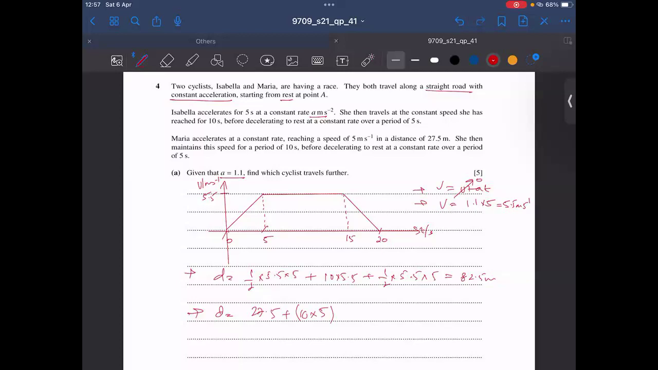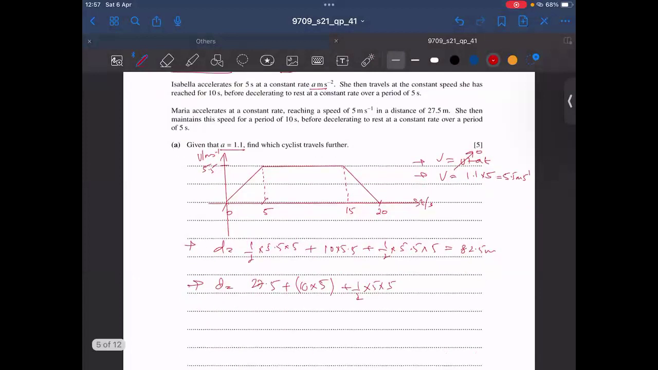So what is going to be again half times 5 times 5. So how much is going to be then? 25 over 2 is 12 and a half. And it's going to be 27.5 plus 50 plus 12.5, 90 meters. So Maria travels greater distance. Maria travels further. Is it clear, Miss Aisha?